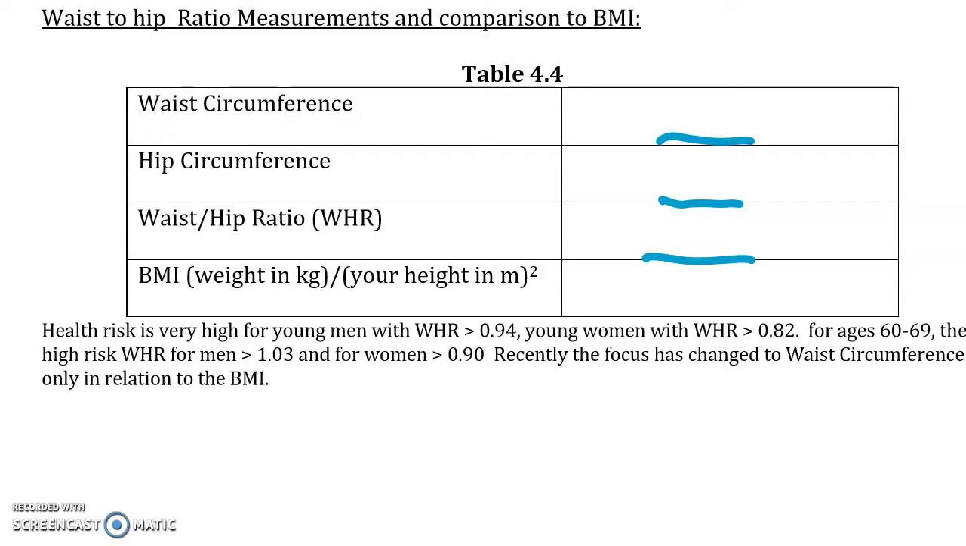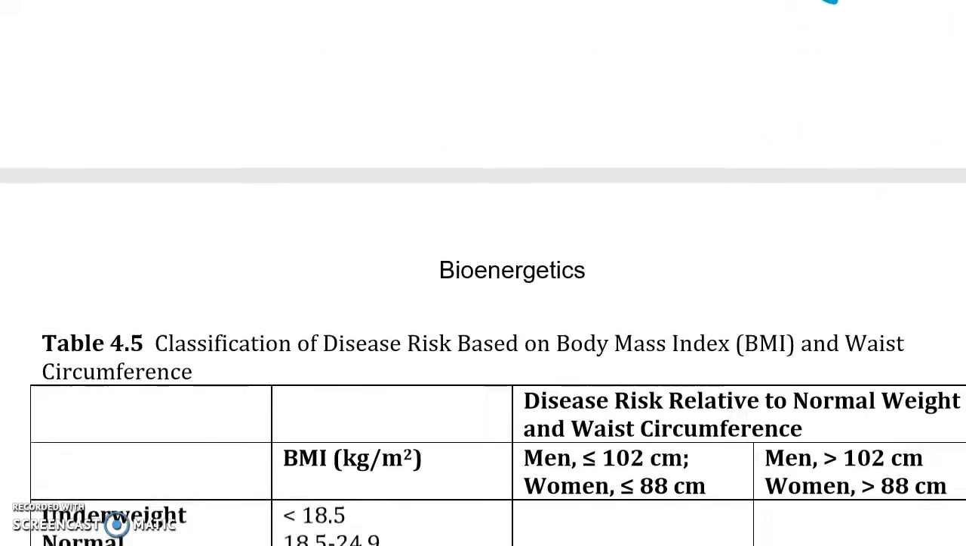You would have to square that number, and you need to divide your weight in kilograms. Let's say you're weighing 60 kilograms, and then you divide by 1.52 squared, and that will give you your body mass index. And these are just examples, so try to use your own numbers, please.